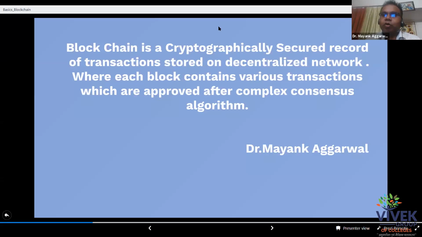I'll talk about security, do not worry. Yes, prior knowledge of coding is mandatory for blockchain. Chronological means it is in a specific order.